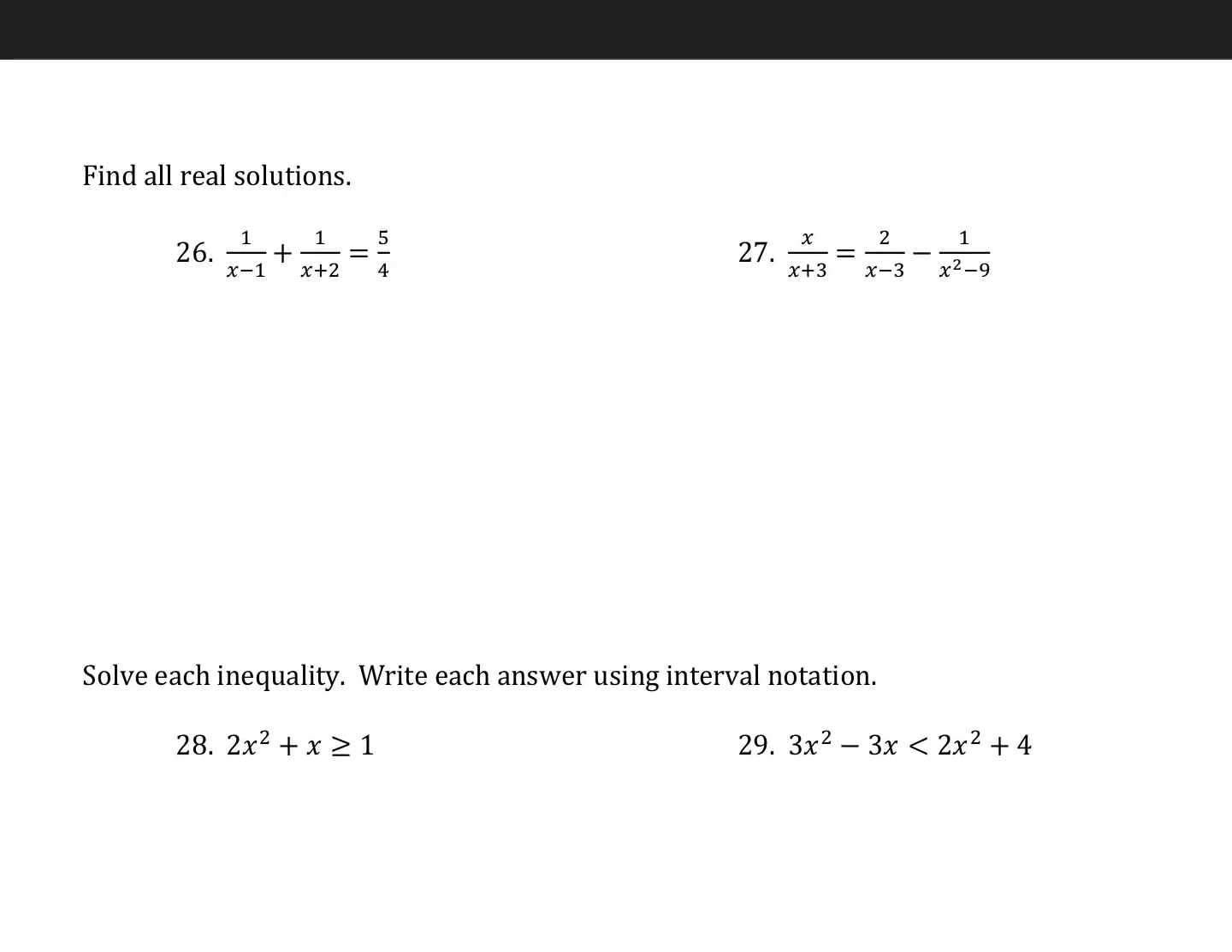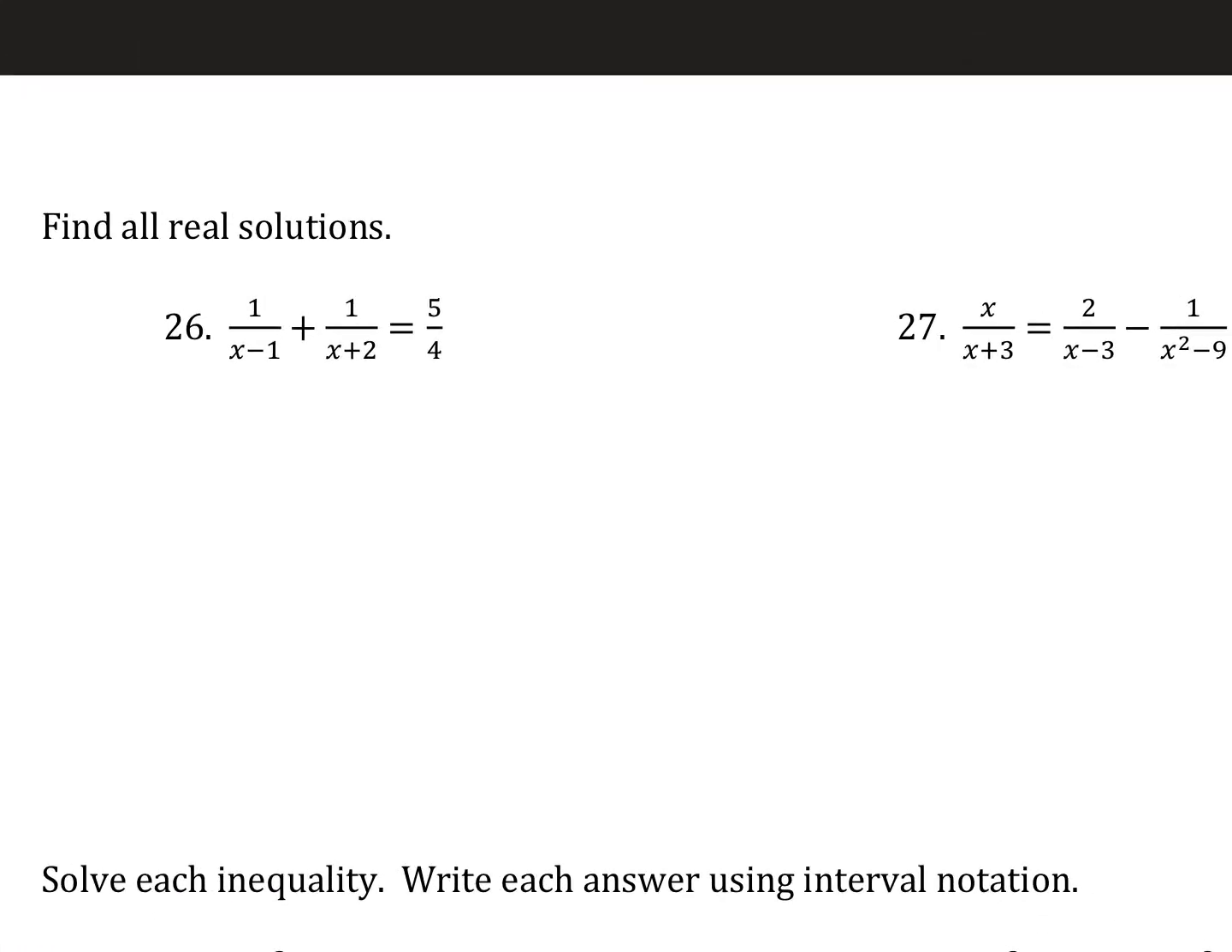Our next section, we are finding all real solutions. So remember with these, if you have fractions that have expressions in them, find your least common denominator, multiply the entire expression by that least common denominator, and then simplify from there. That will get rid of your fractions, and you don't have to work with them.